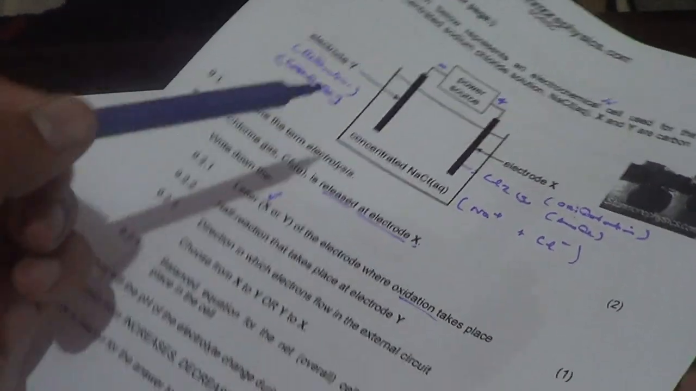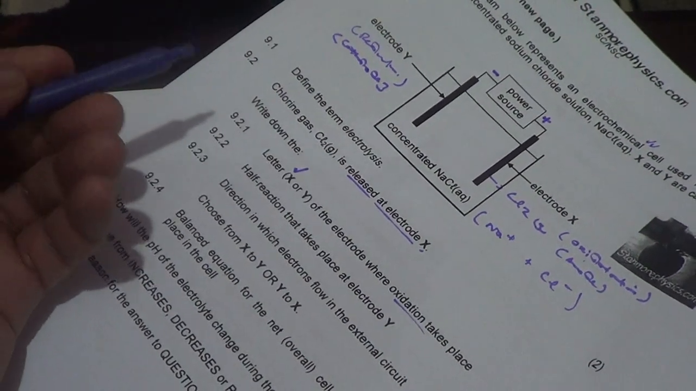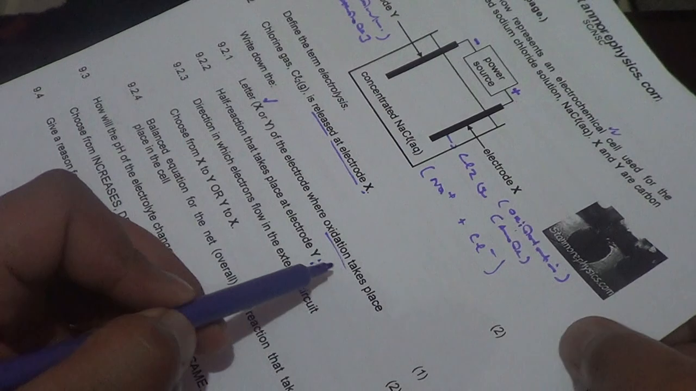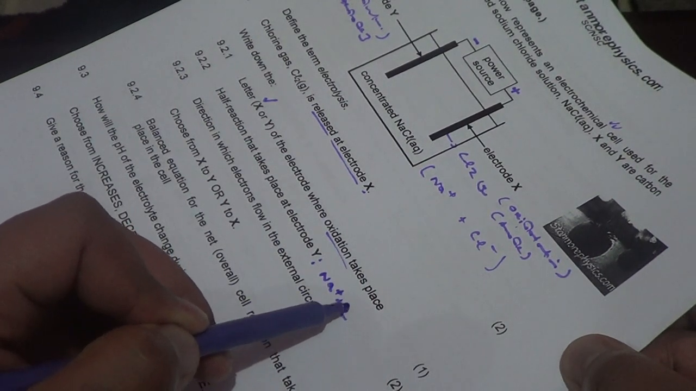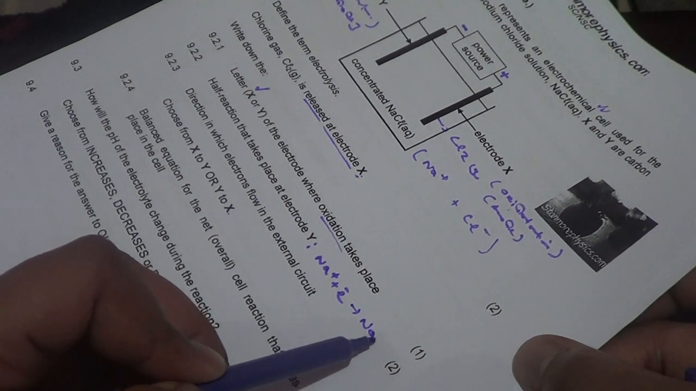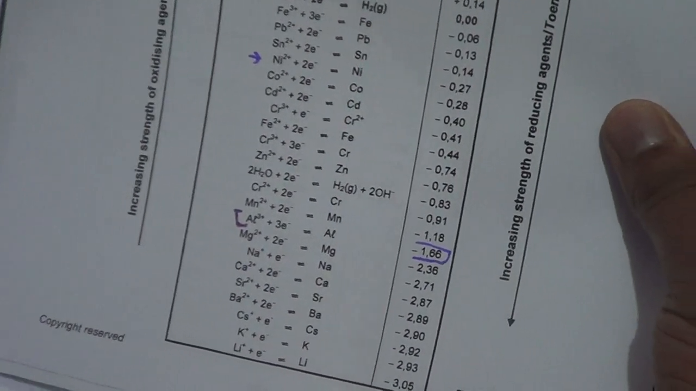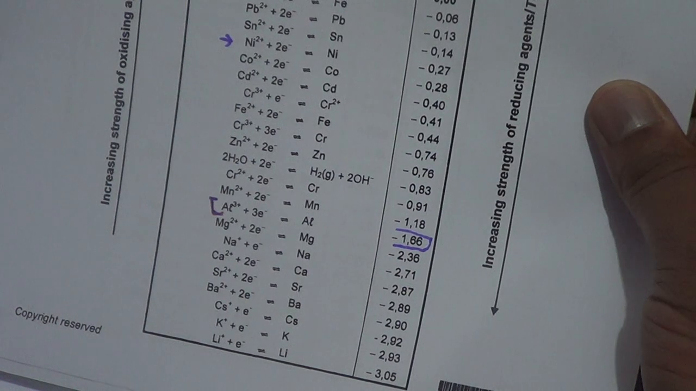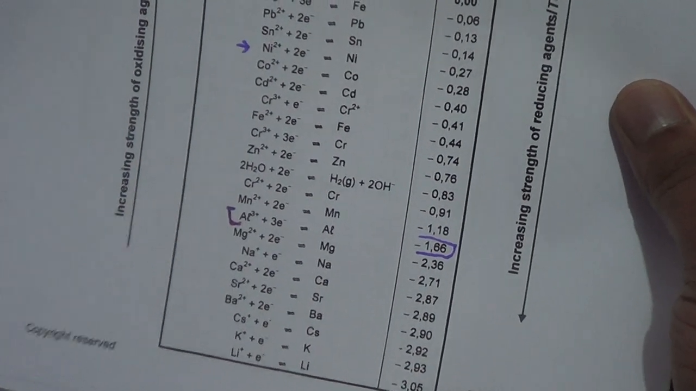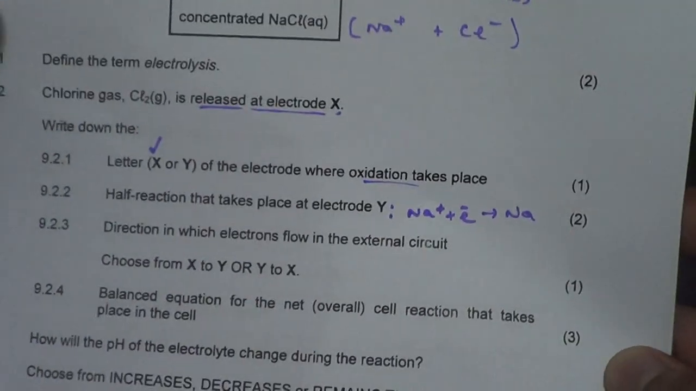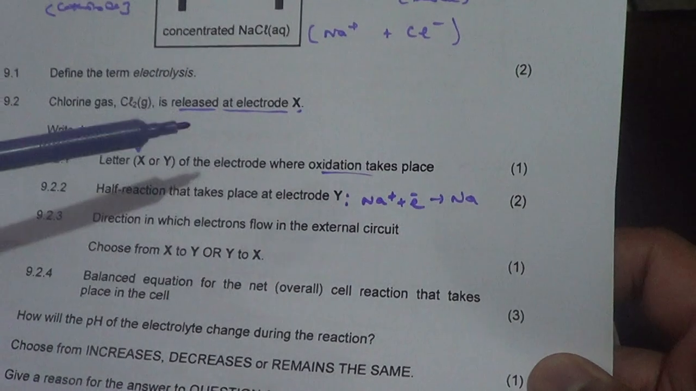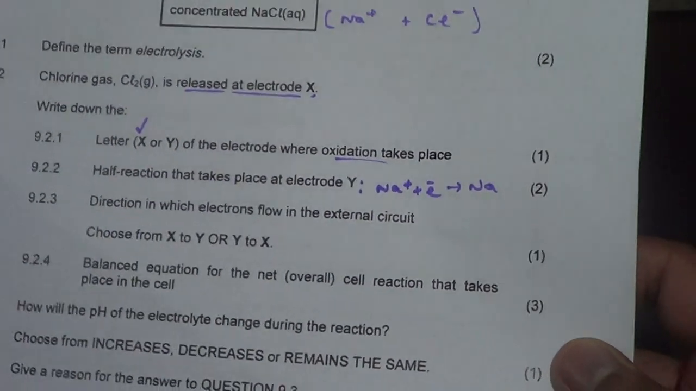This is sodium, so we're just going to form the sodium atom that is neutral. What is happening at Y is reduction. So it's going to be Na+ plus an electron goes to sodium in its ground state. Let's have a look and see if it is indeed so. Sodium there only takes one electron and it goes to sodium. Reduction is read from left to right in the standard electrode potentials. So don't try to balance it now. The half reactions don't need to be balanced, as they are already balanced in the standard electrode potentials. But when they want the net cell equation, then you have to balance.